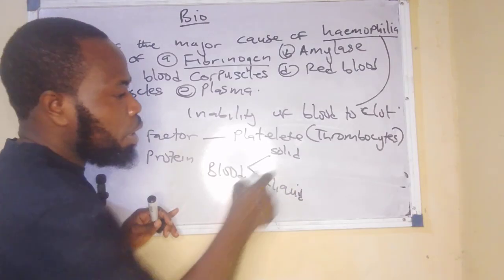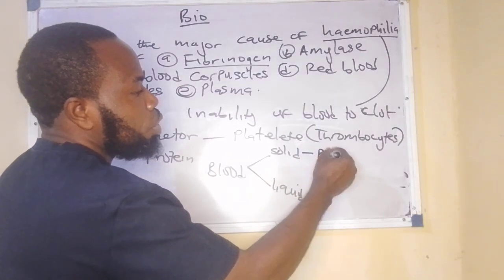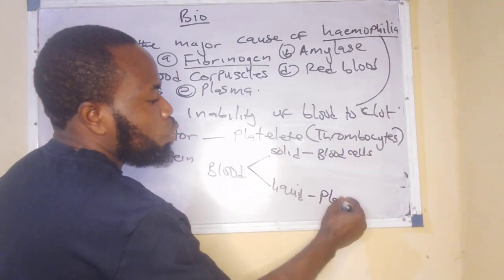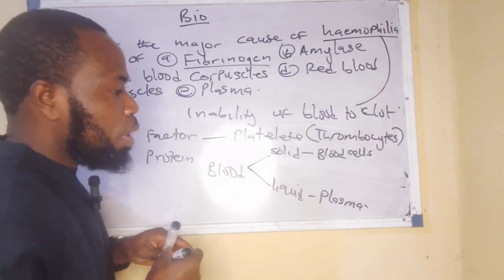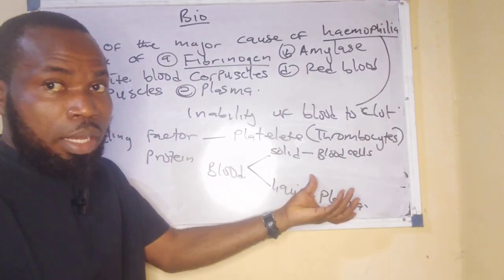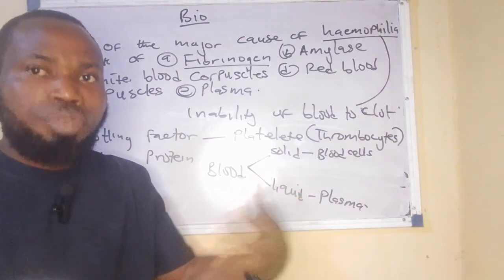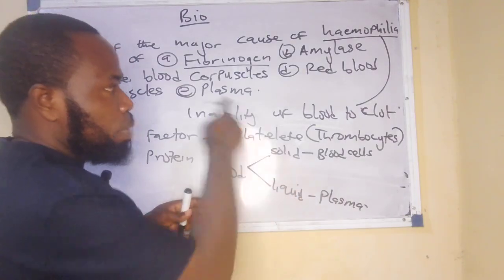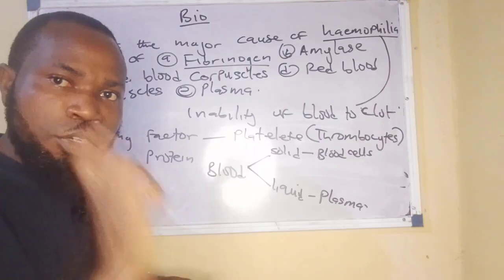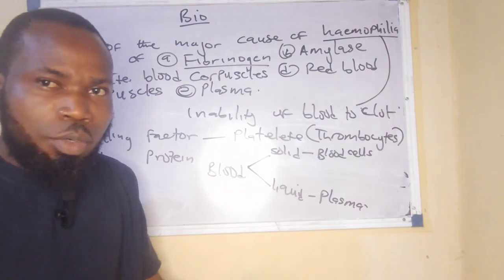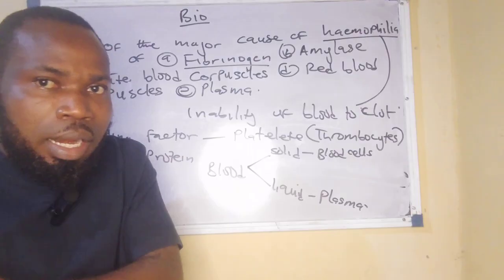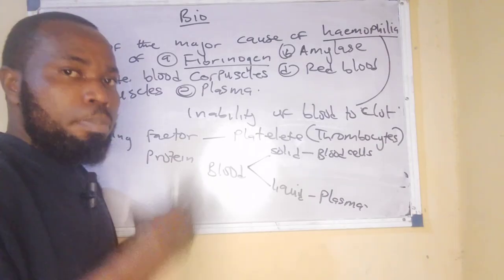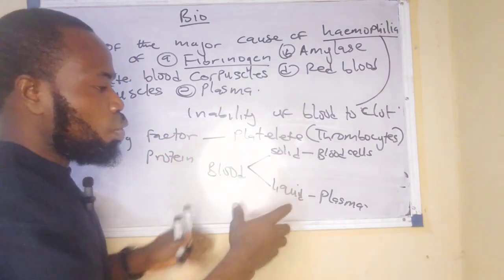The solid portion of blood is known as blood cells, or blood corpuscles, while the liquid portion of blood is known as plasma. The major function of plasma is to transport nutrients, to transport food particles. After digestion has taken place in the stomach and small intestine, those foods are absorbed into the blood. Basically, it is the plasma, the liquid portion of the blood, that helps to carry it.